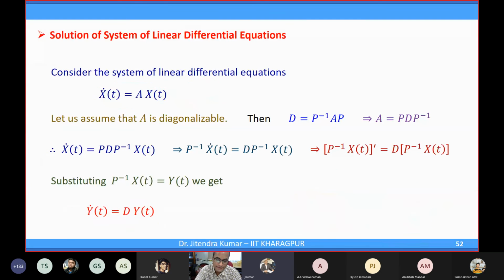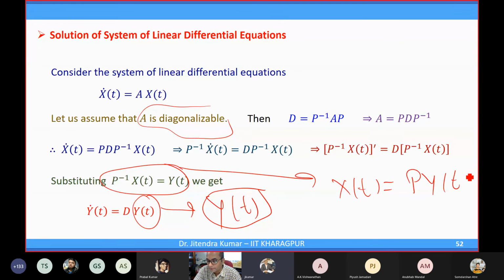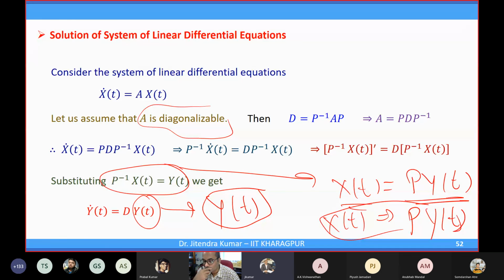So this is the idea of diagonalizability, the application of diagonalizability. Once you have y, out of this you will get this y vector. But we know the relation from here, that x(t) is nothing but P y(t). So at the end we will just multiply by that matrix P, and you will get this x(t). So you have x(t) is equal to P y(t). Clear? Yes, sir. Okay, fine.